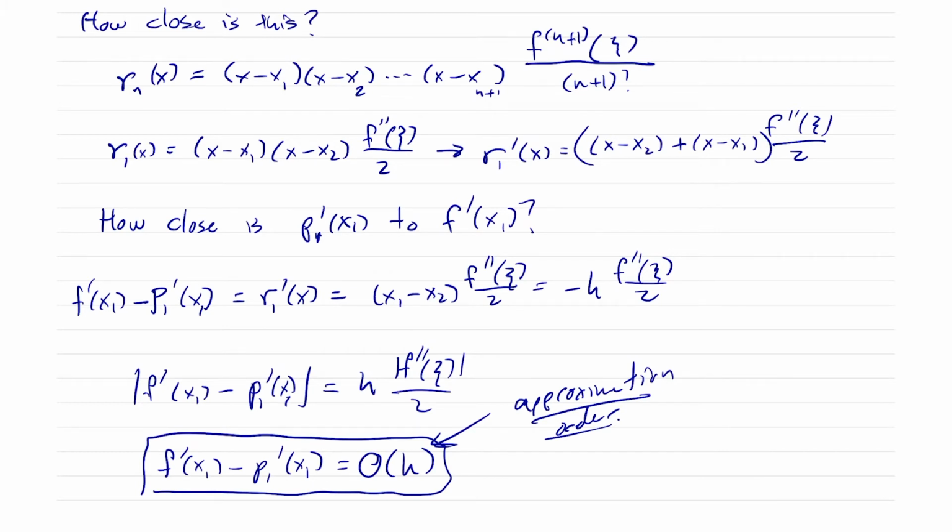Okay, so now let's take a look at another example. Here I'm going to take a look at these points, x1, x1 plus h and x1 minus h. And so this is going to be our x2, and this is going to be our x3. So we're going to be looking at a polynomial of degree 2 that interpolates these 3 points. So it's going to be a quadratic.